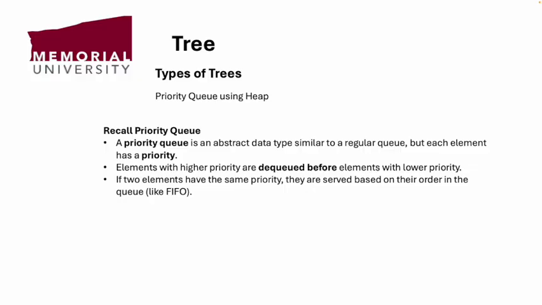Okay, so they keep a sort of priority. Elements with high priority will be dequeued before elements with low priority. So high priority will be dequeued first. Okay, first in, first out. If two elements have the same priority, they are sorted based on the order in the queue. Okay. This is a priority queue.